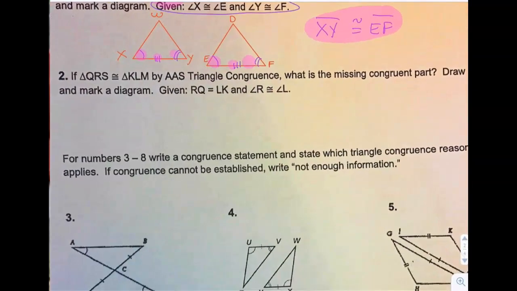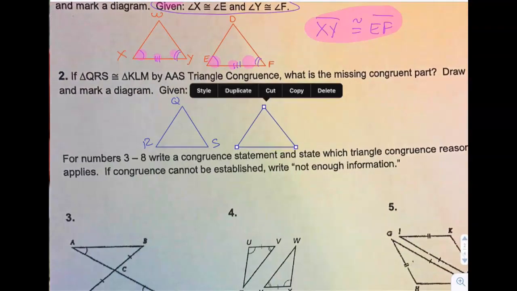I'm going to draw the next one. QRS, so I'm going to correspond that with KLM in the same order. They're going to tell me that RQ and LK are the same. So they're telling me RQ and LK. They're also telling me that angle R and angle L are congruent.